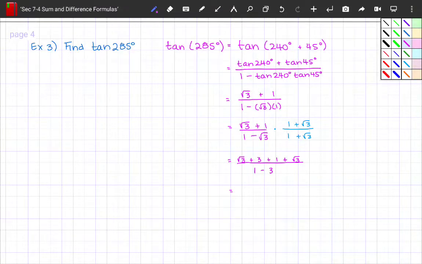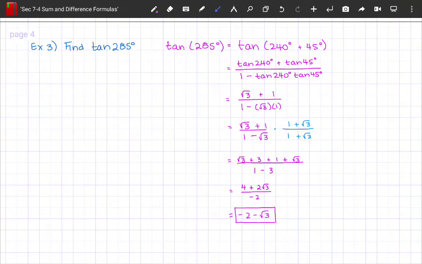In the numerator, combine like terms, and we're going to have 4 plus 2 root 3. And in the bottom, we're going to have negative 2. So we can divide, and we get negative 2 minus root 3. And there's our final answer. So the trick is just figuring out which two angles you can split it into. And like I said, there's going to be multiple ways you can do this. But then just plug into the formula and evaluate. All right, next example.